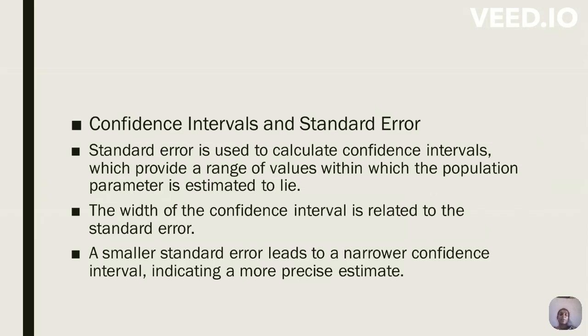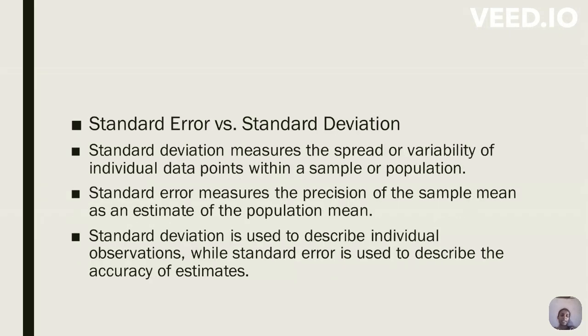Next, we will discuss confidence intervals and standard error. Standard error is used to calculate confidence intervals, which provide a range of values within which the population parameter is estimated to lie. The width of the confidence interval is related to the standard error. A smaller standard error leads to a narrower confidence interval, indicating a more precise estimate.